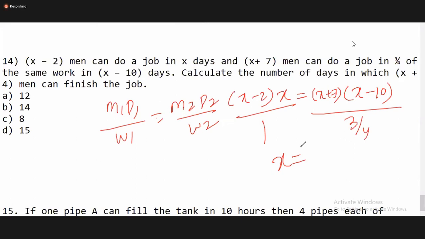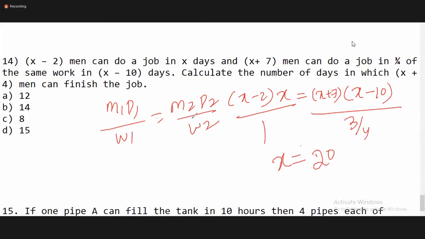What is x value? You will get a quadratic equation. X is 20, because x should not be negative. When x is 20, you can plug the values anywhere you want.